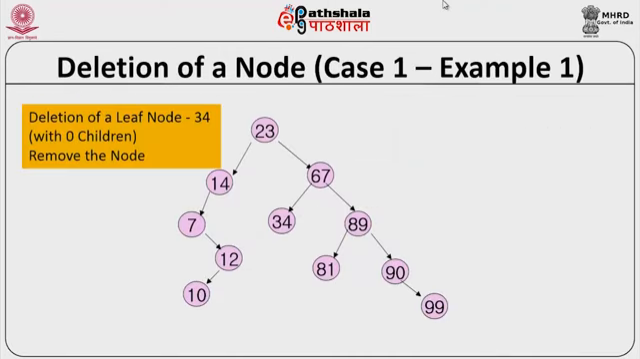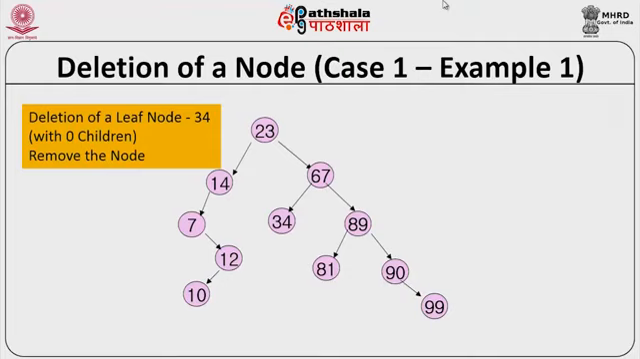Now let us take an example. The first one is case 1. Case 1 means we want to delete a node which does not have any children. Here we want to delete the node 34. The 34 does not have any children, so you delete the node 34.